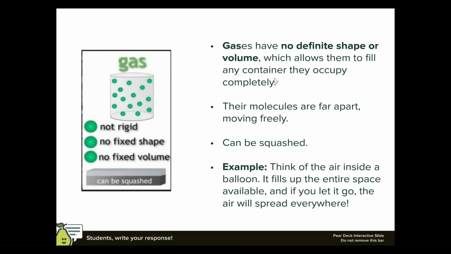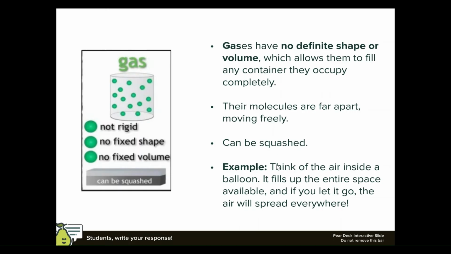Gases have no definite shape or volume, which allows them to fill any container they occupy completely. So if I blow into a balloon, the air is going to fill up the space completely. It's not going to stay in the beginning of the balloon, or towards the back, or in the middle. It's going to take the entire space of the balloon. These molecules are very far apart and they're moving very freely, which means they can be squashed if needed.